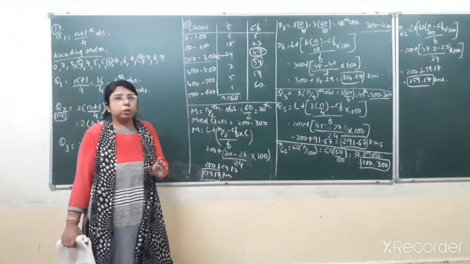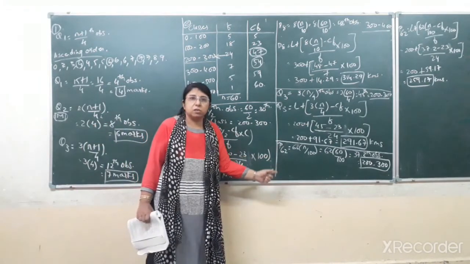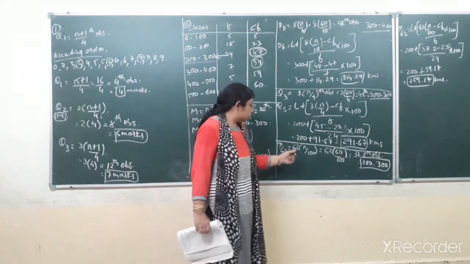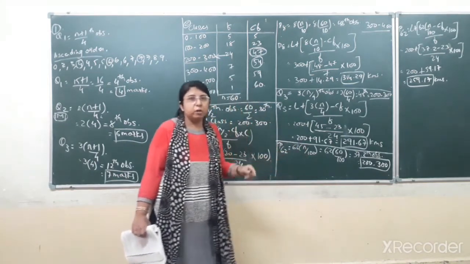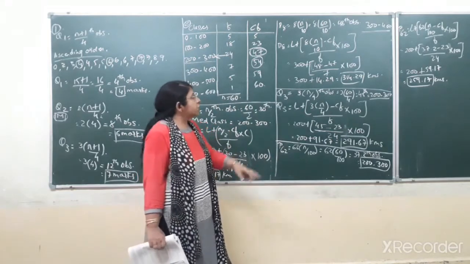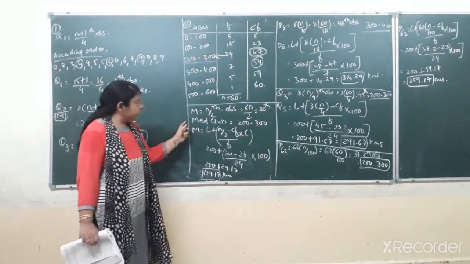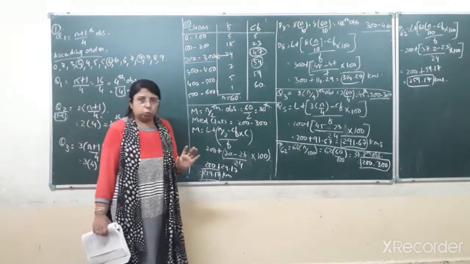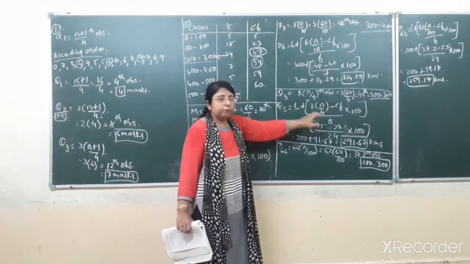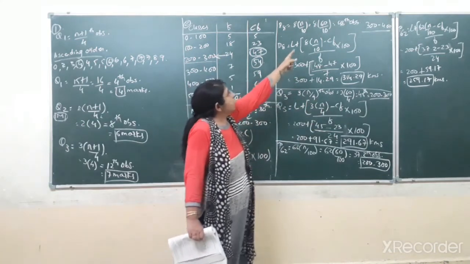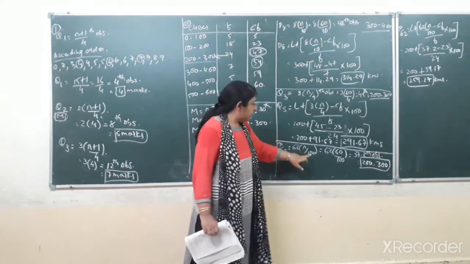Now the fourth question asks you to find the percentile, P62. Again the same equation comes: 62 into bracket n by 100. In case of percentile, divide by 100. In case of decile, divide by 10. In case of median, it is n by 2. In case of quartile, it is n by 4. In case of decile, it is n by 10. And in case of percentile, it is n by 100.